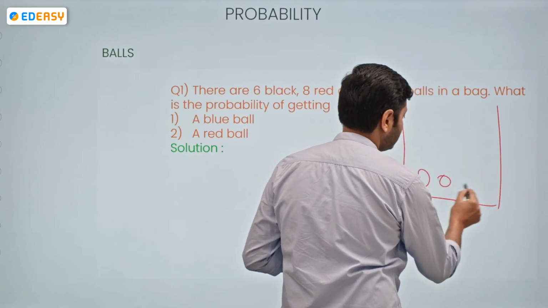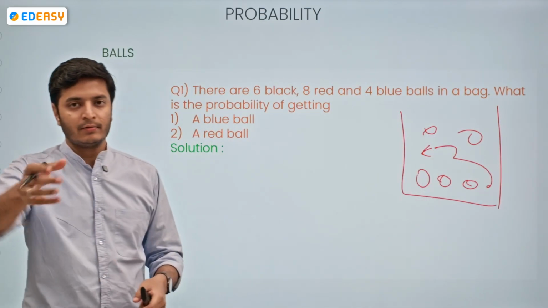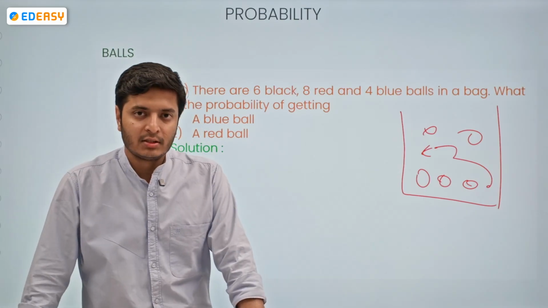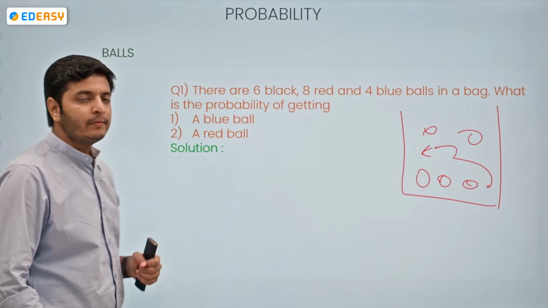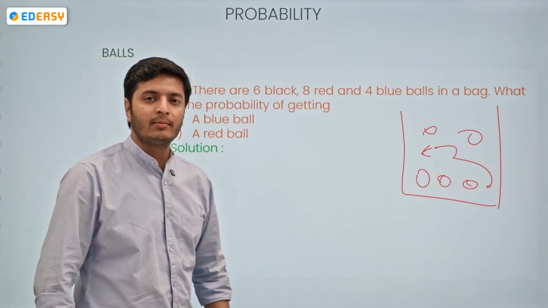We are having balls at random here in this bag. If you are putting your hand in and taking out a ball from this bag, then what are the chances? It can be any colored ball, correct? How to find the probability now? We need to find the probability of getting a blue ball.